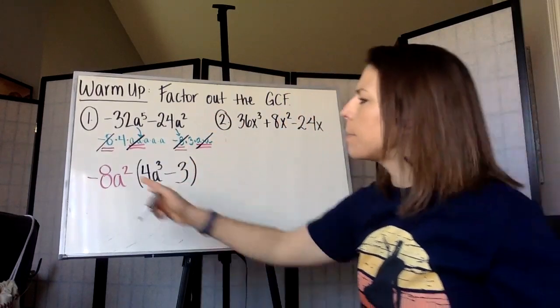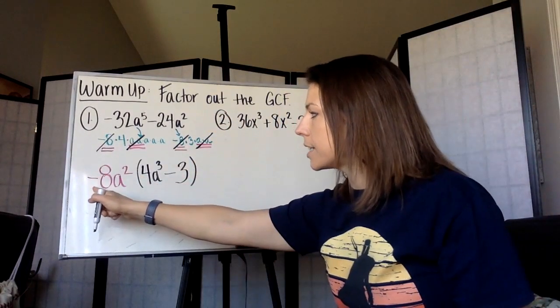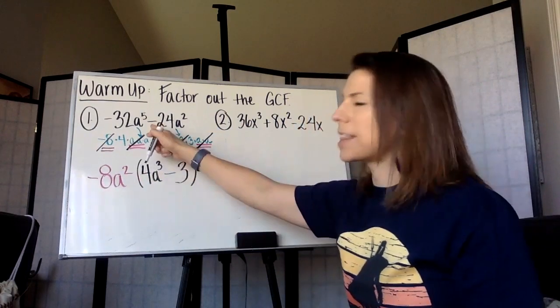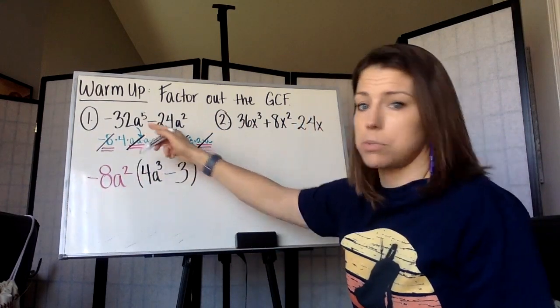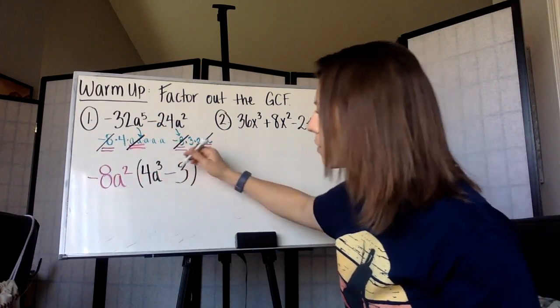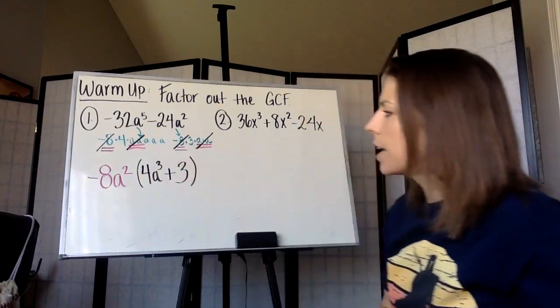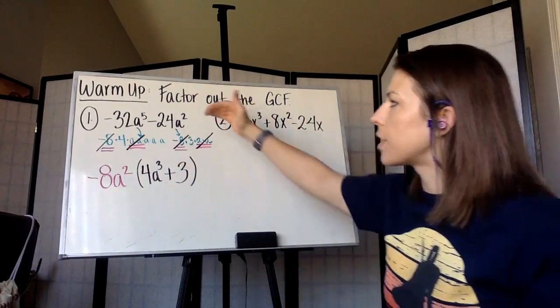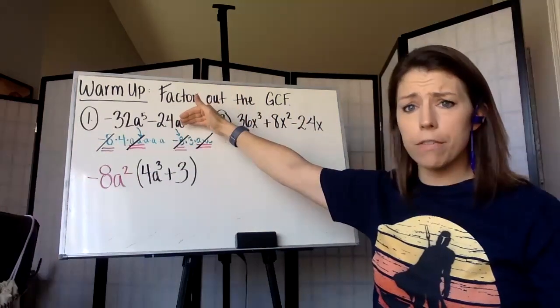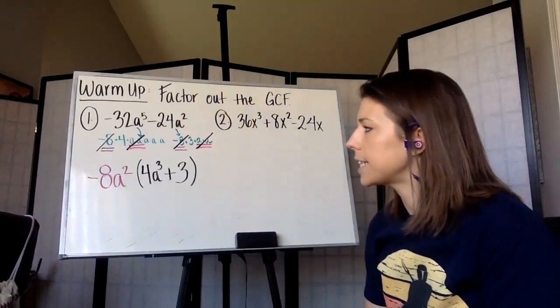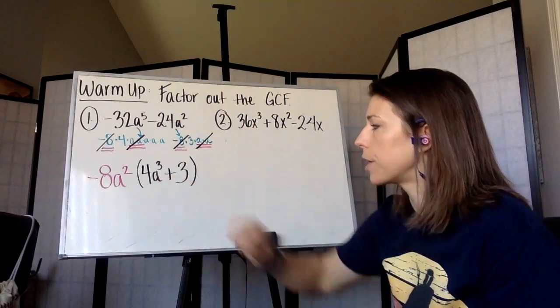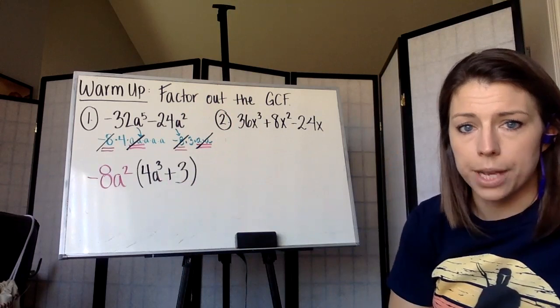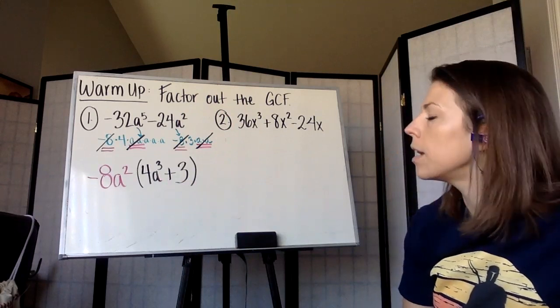That doesn't seem right, because a negative 8 times a negative 3 would mean this is addition, and it's not addition, it's subtraction. So when you have a positive 3 remaining, you're going to leave that, represent that using addition. So the factored form of our first problem is negative 8a squared times the group of 4a cubed plus 3. And that is your final answer.